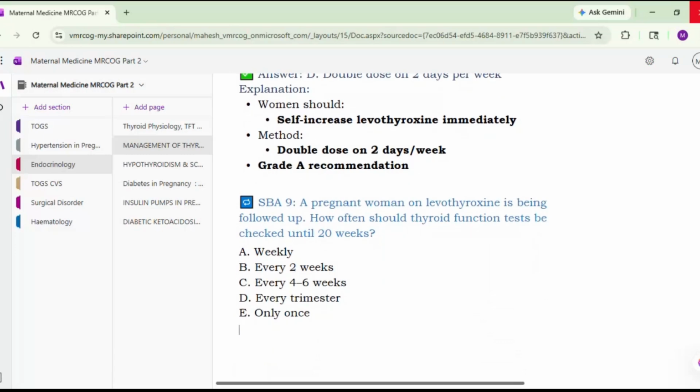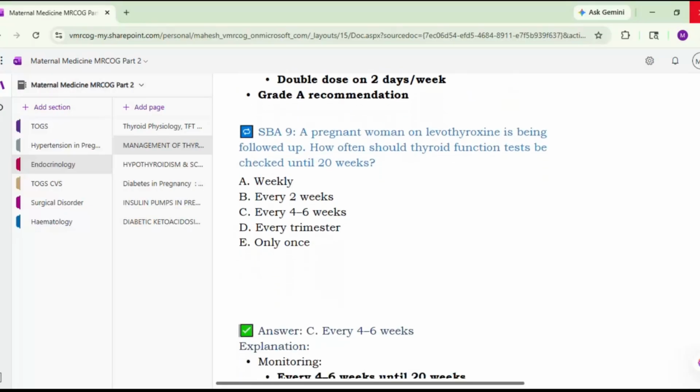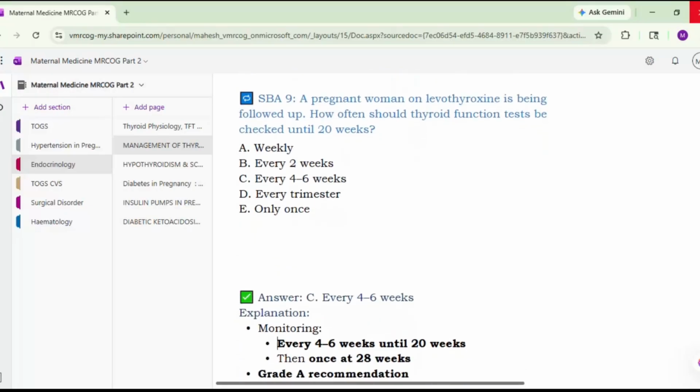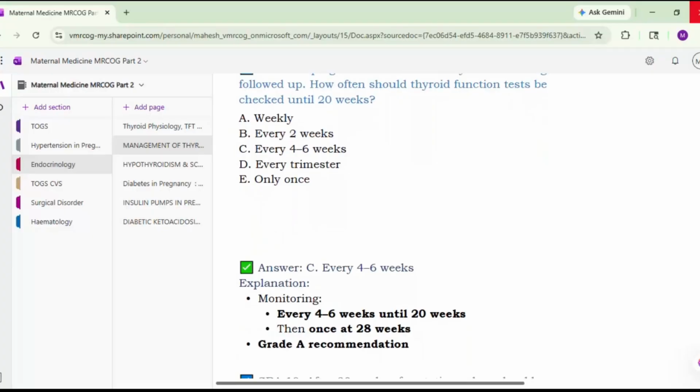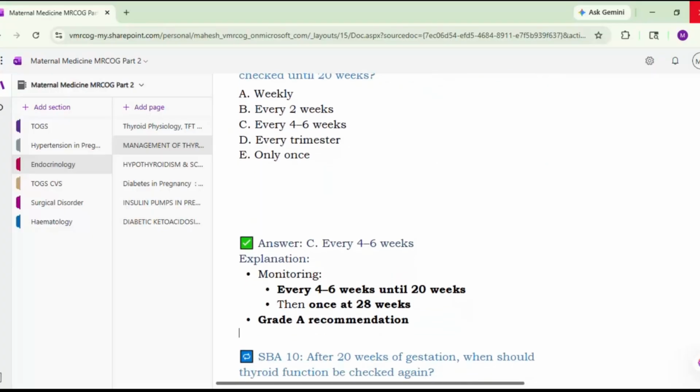Next. A pregnant woman on levothyroxine is being followed up. How often should thyroid function test be checked until 20 weeks? A weekly, B every 2 weeks, C every 4 to 6 weeks, D every trimester, E only once. It is C, every 4 to 6 weeks till 20 weeks. Then once at 28 weeks. Yeah, every 4 to 6 weeks until 20 weeks, then once at 28 weeks.